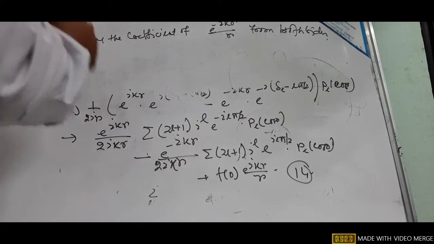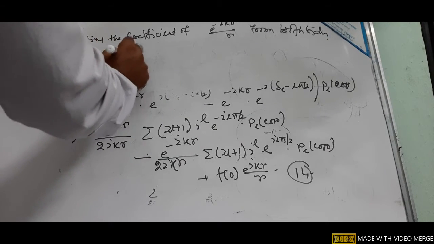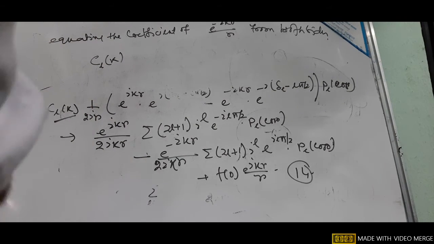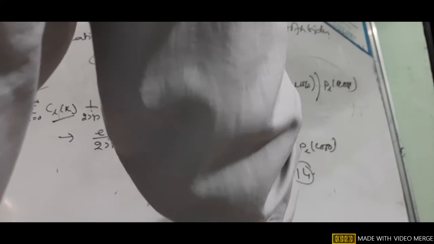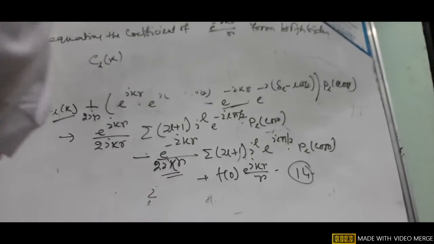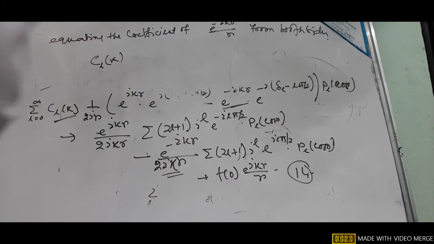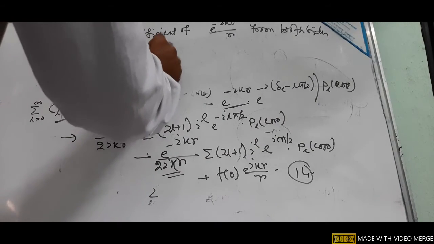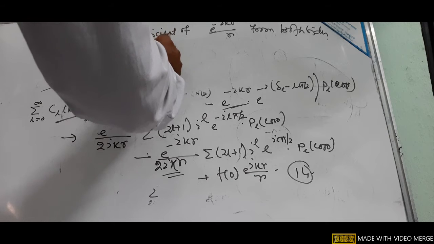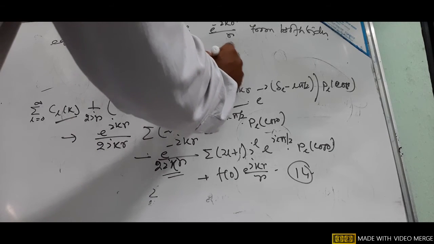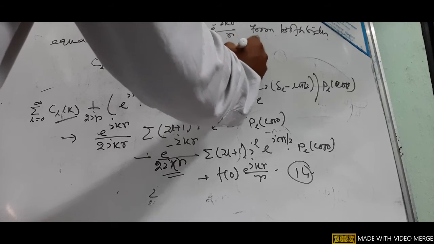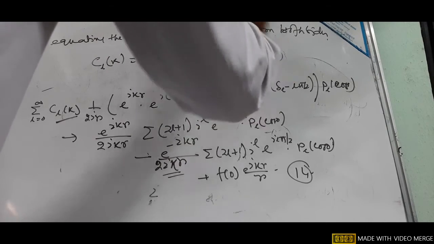So what we will be getting? We will get CLK, this constant, e to the power I k r and e to the power minus I k r by r. When we equate the coefficients from both the sides, we get CLK equal to (2L plus 1) by k into I to the power L into e to the power I delta L. So this is equation 15.